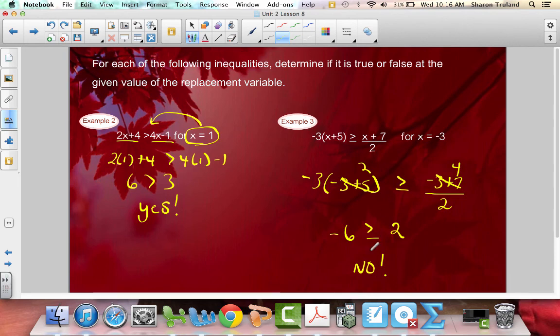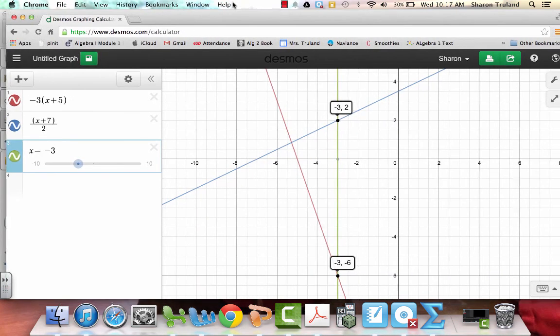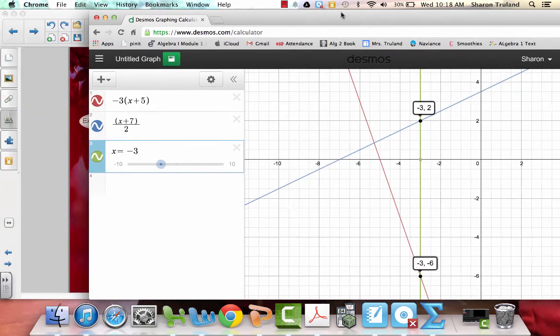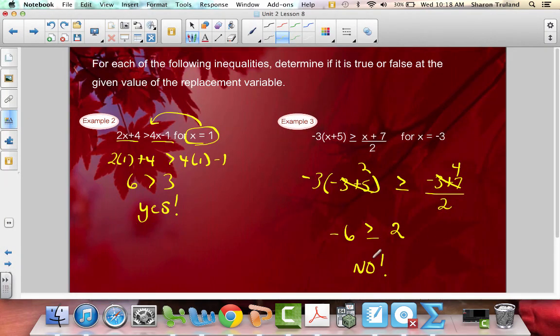All right, let's look at Desmos for a second. When I go to Desmos, I can see negative 3 quantity x plus 5 is the red line, and then x plus 7 quantity divided by 2 is the blue one. So they wanted to know, is the red line above the blue line when the x value is negative 3? Well, when the x value is negative 3, the blue line returns 2, and the red line returns negative 6. So no, the red line is not above the blue line, it's below. So that's why we got no. So it's kind of cool looking on Desmos.